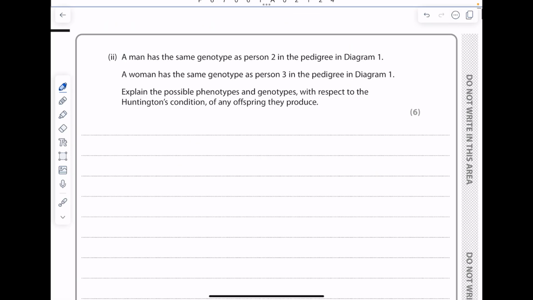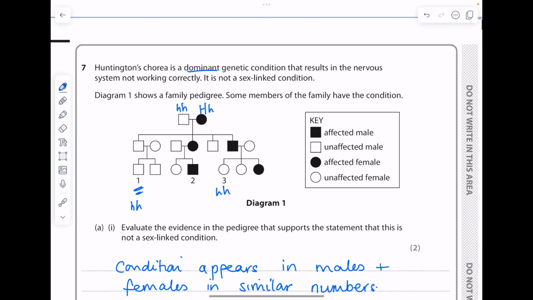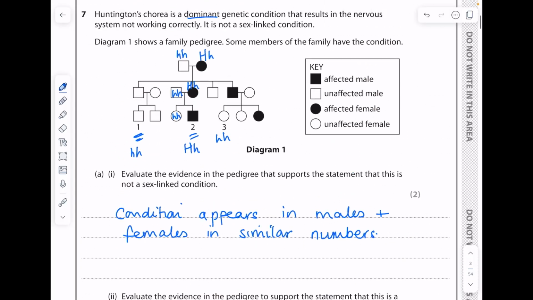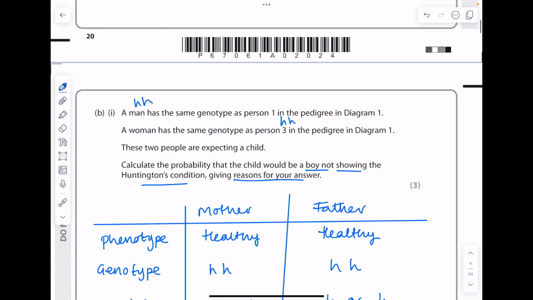A man has the same genotype as person 2. Right, so we are looking at this person down here. We need to work backwards. We know that this man up here must be lowercase h. This girl down here must be lowercase h, which means this woman here must be capital H, lowercase h, in order to pass on the healthy allele to this girl, but the unhealthy allele to this boy. So I can immediately discern that that is number 2's genotype, so we'll steal that. And then what about the woman that has the same genotype as person 3? I've already worked that out, it's lowercase h, lowercase h.